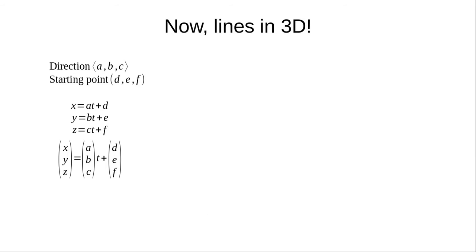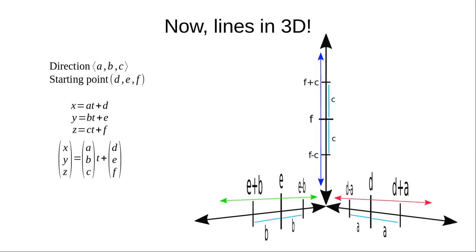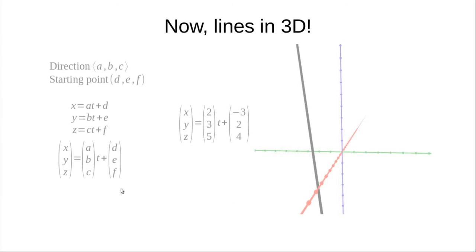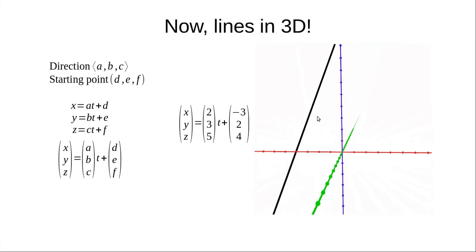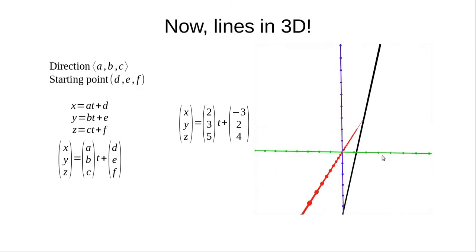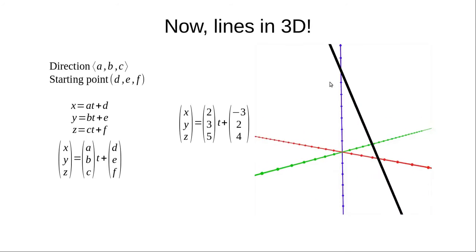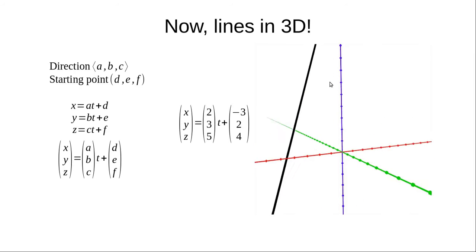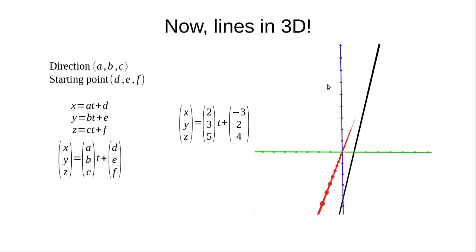If we draw 3 number lines in 3 dimensions and then plot our values on the number lines, we see that for every t we move a in x, b in y, and c in the z-axis, starting at the point D, E, F. If we now plug in real values into our equations, we can create our first equation for a line in 3 dimensions. The line passes through the points -3, 2, and 4, moving 2 units in the x-axis and 3 units in the y-axis for every 5 units in the z-axis.